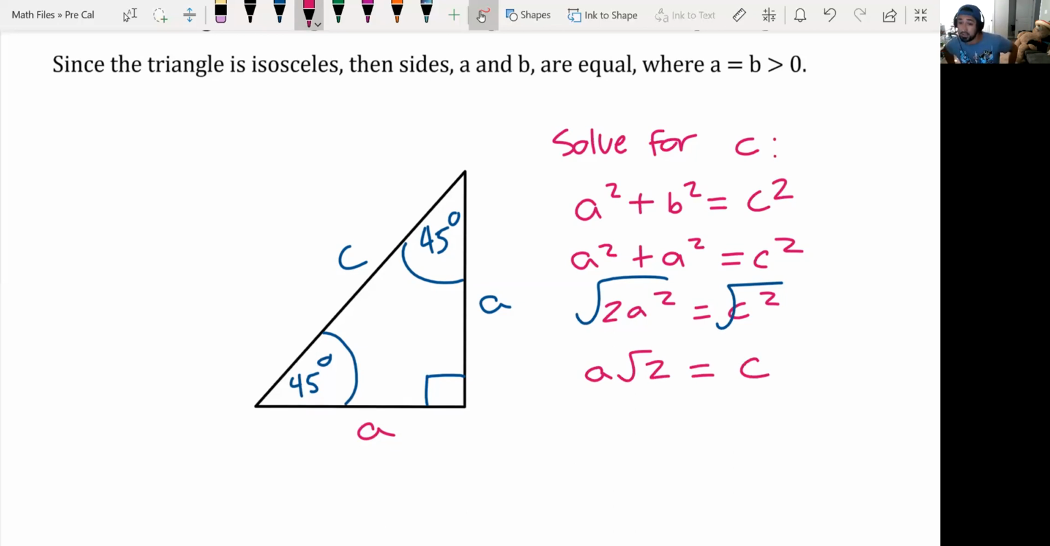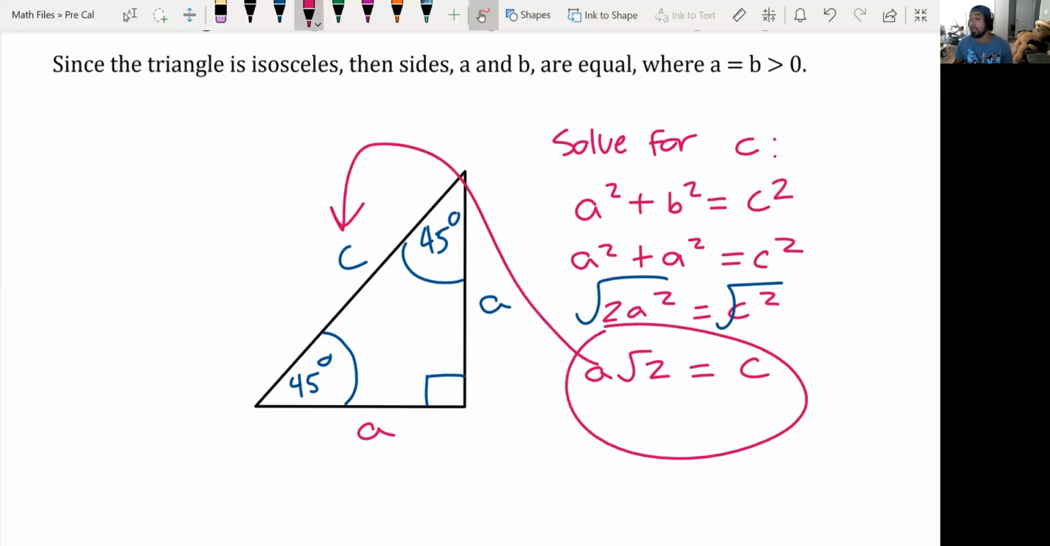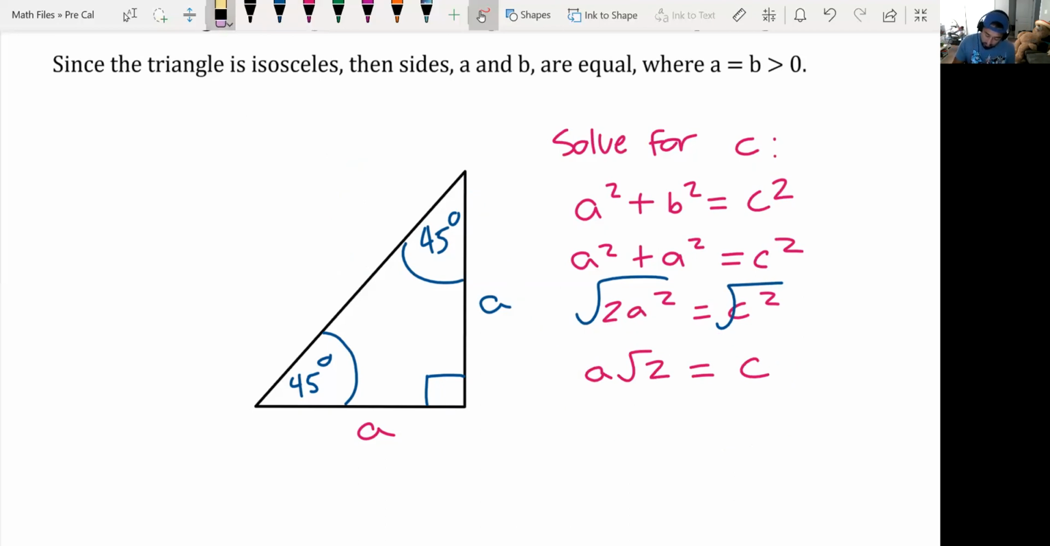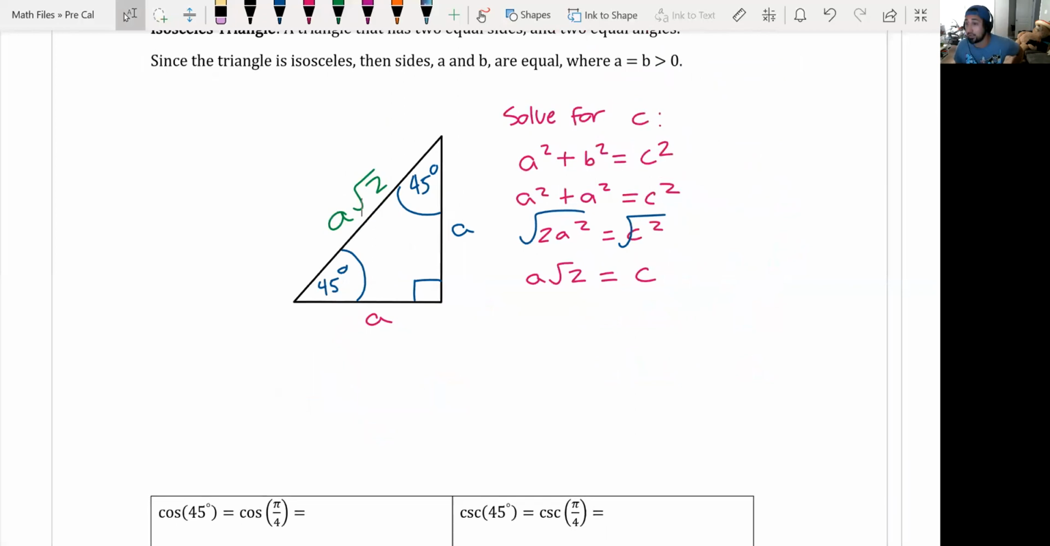And don't worry about the plus or minus. We can't choose minus because we're talking about length. So you get A square root of 2. So this means that we will now replace this C with A square root of 2. And now, since we have the whole triangle in terms of A, let's go ahead and find the 6 trig ratios, which I think I put as a box down below.